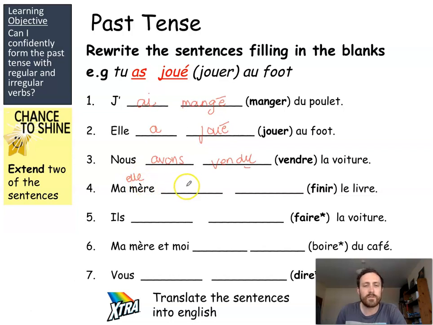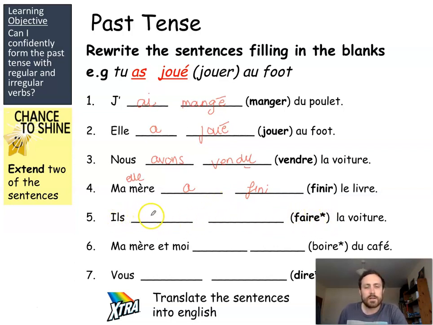So if that's the equivalent of elle, then here we're going to have a. Elle a. Ma mère a. It's an IR verb, so we're going to replace that IR with an I. Ma mère a fini le livre. My mum finished the book. Now, faire has got a star. That tends to mean that it's an irregular verb. So we just need to bear that in mind.